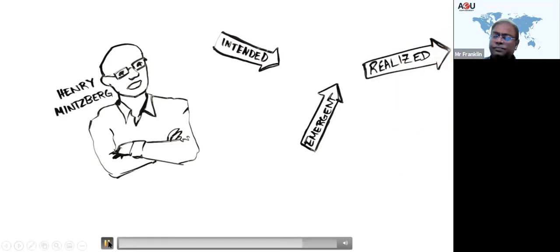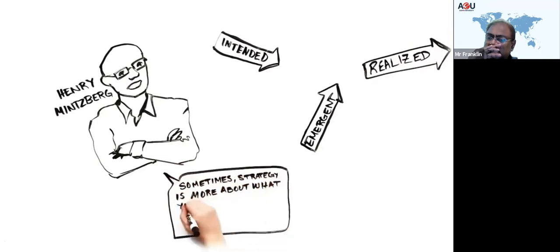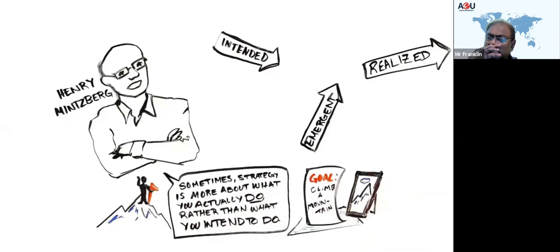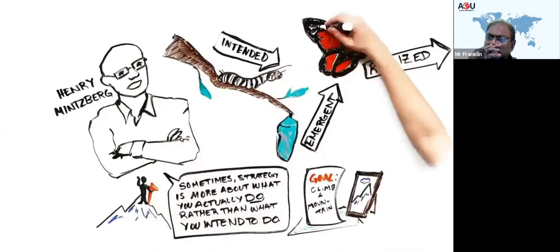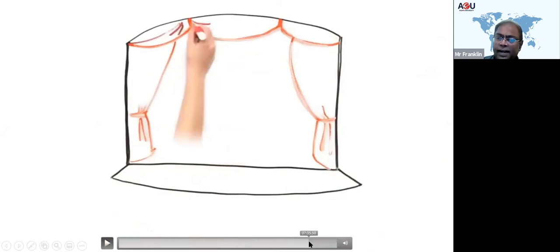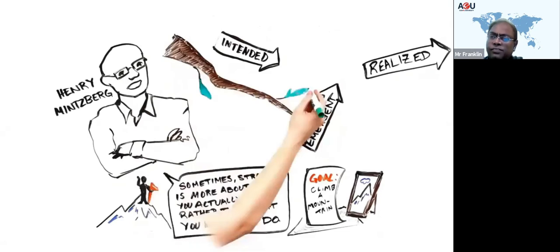Let's look at that. Strategy. He would want you to know that sometimes strategy is really more about what you actually do rather than what you intend to do. That is, your real strategy emerges as you do it and may not line up with your plans. So basically from here, we understand the intended strategy and the emergent strategy. And this emergent strategy comes from changes in the environment. Your business environment has changed.